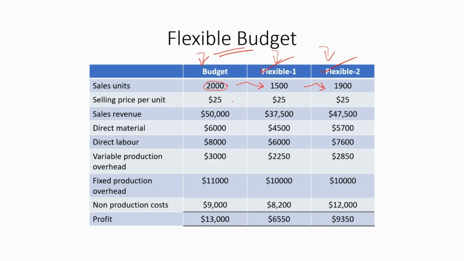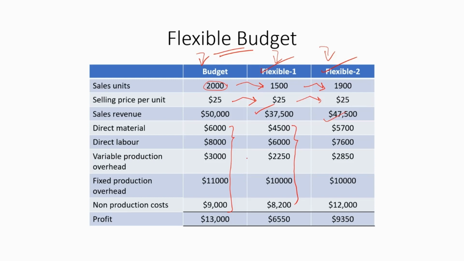Then we can extract the data from the fixed budget. So the selling price per unit will be $25 for both flexible budgets and then we can calculate the sales revenue. And then we have to use the fixed budget amounts for the costs, for the variable cost, for the fixed production cost and non-production costs. Remember that management accountants will have all of these figures since they have prepared the fixed budget. Using these fixed budget amounts, we can prepare the costs for each flexible budget.